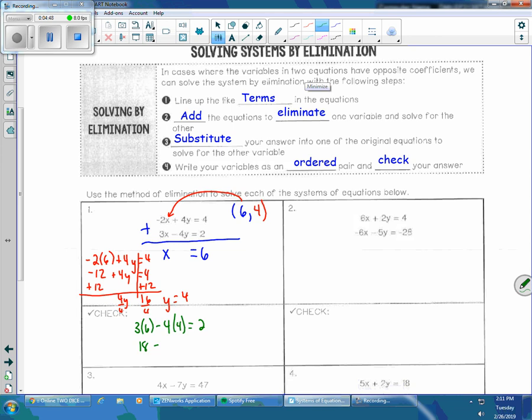Negative 4 times 4 is negative 16. 18 minus 16 is 2, and 2 equals 2. So I know it's a good solution. Okay, number 2.